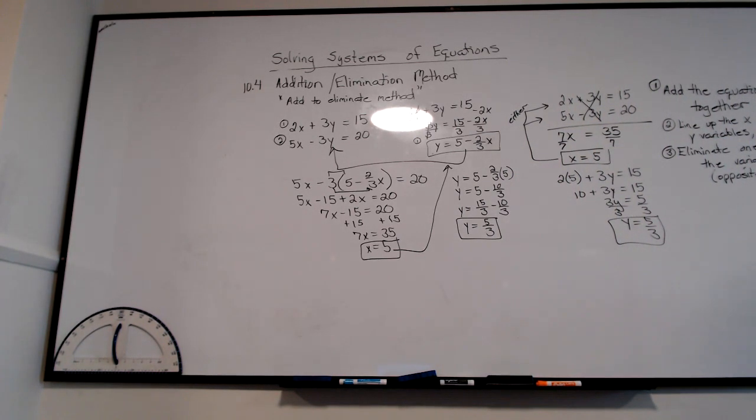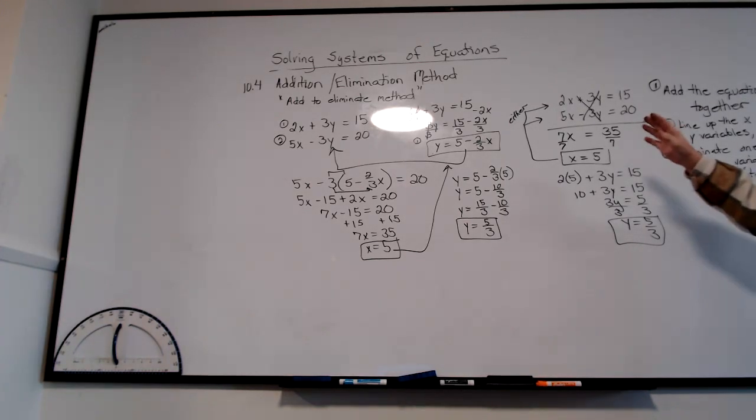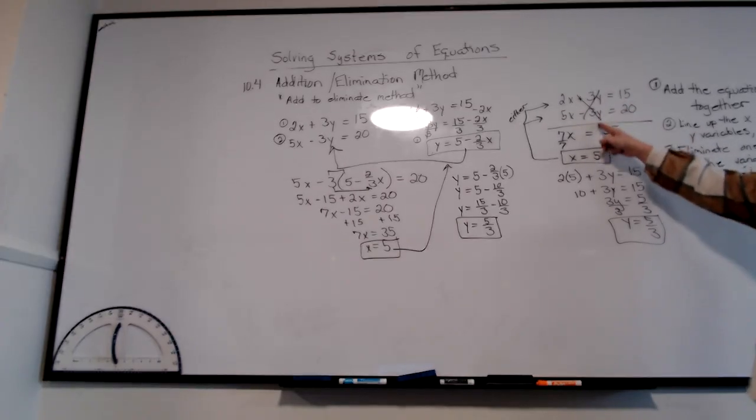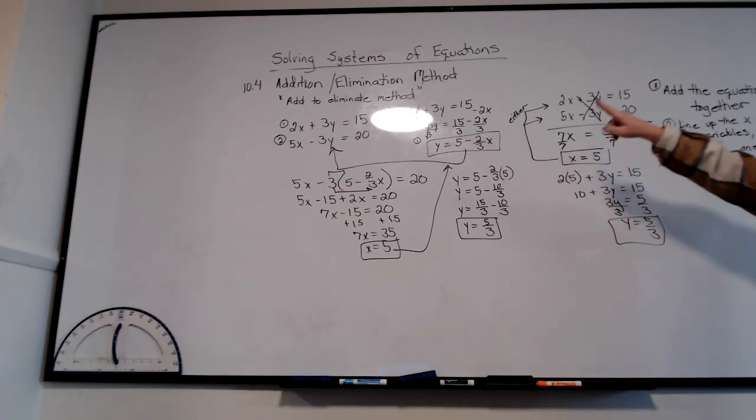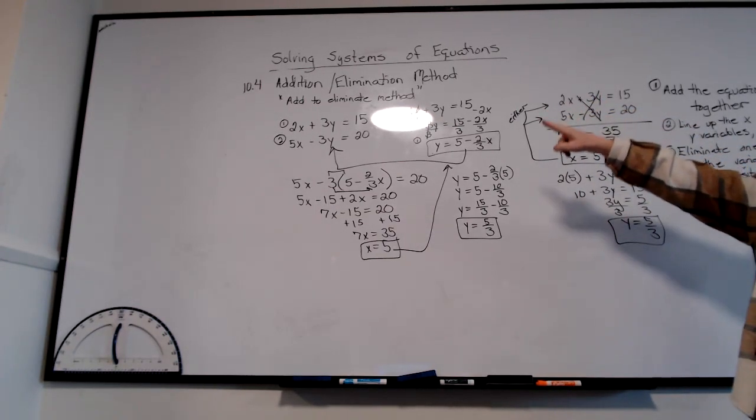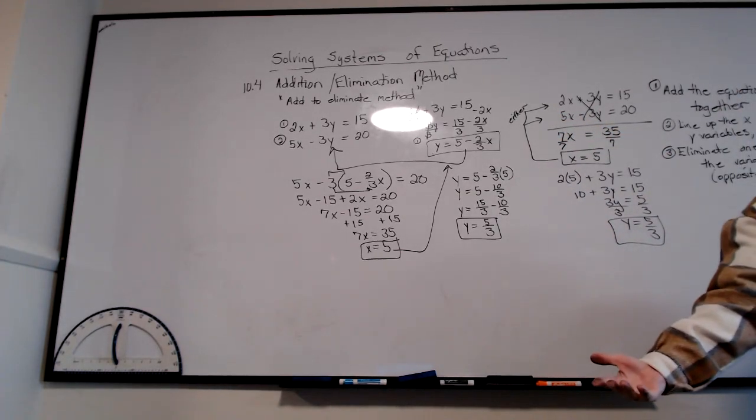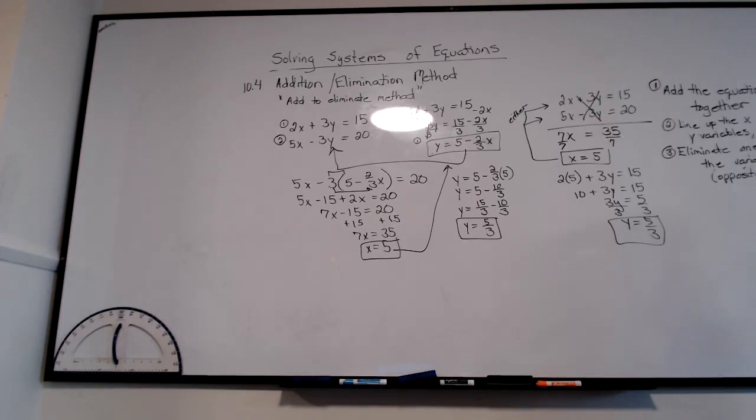But hence why I said add to eliminate. We are adding to eliminate one of the variables. That's why I like to call it the add to eliminate method, not the addition method, not the elimination method. I like to call it add to eliminate, so that way you really know what you're doing.